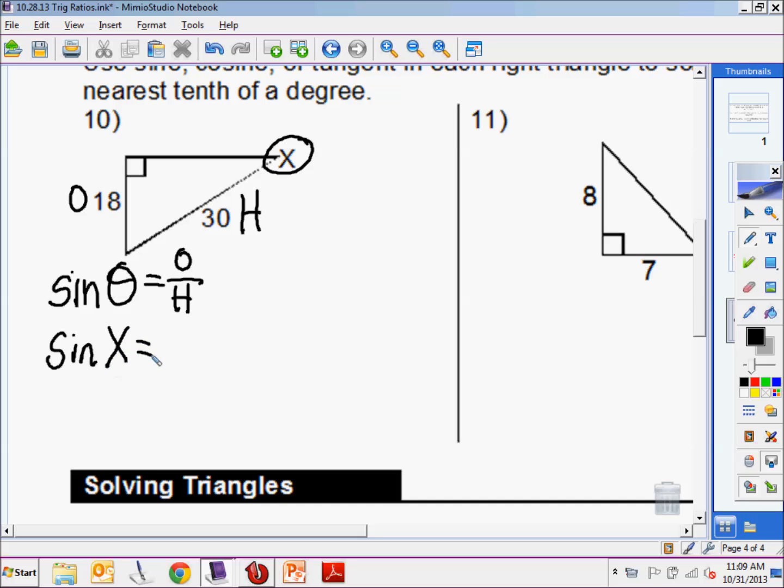Do I know my opposite? Yes. What is that? 18 over 30. And my hypotenuse is 30.